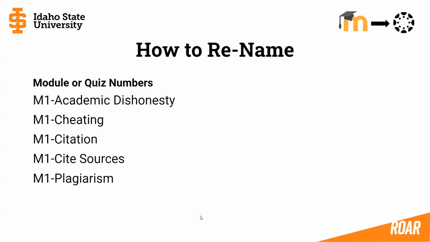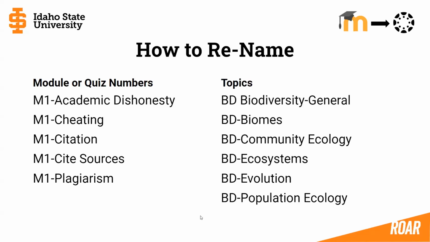Another option is if you want to go by topics. In this example, we have biodiversity, and notice the letters B and D are shortened for that biodiversity, and these are all the categories or subcategories that I had in Moodle, but are now going to sort with biodiversity because I'm using the short letter code up at the beginning. You'll notice that up at the top, I don't have a hyphen between the letters B and D and biodiversity because that's telling me this is the category, but biomes is part of the biodiversity category.